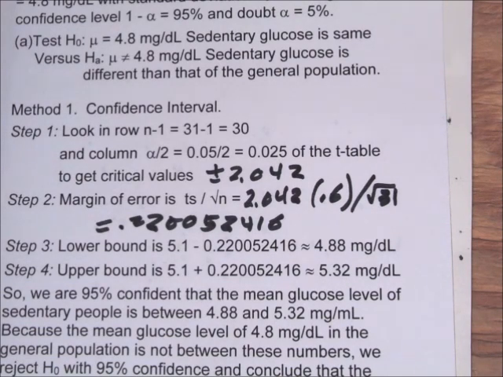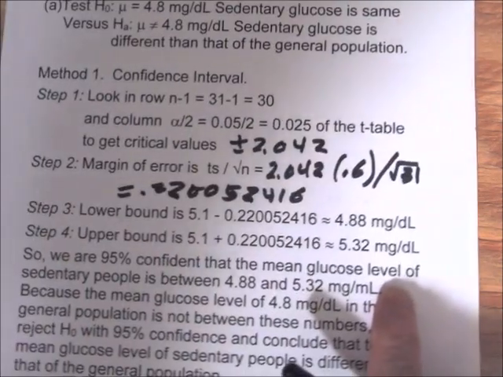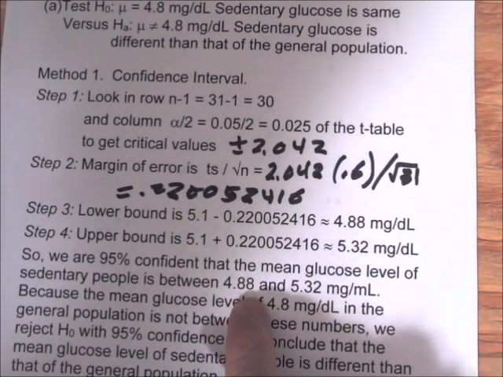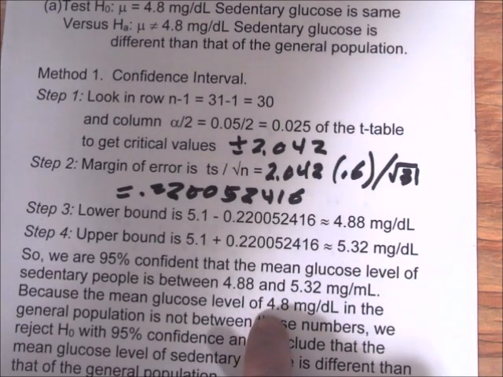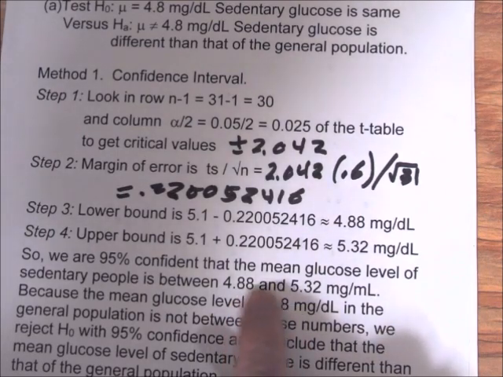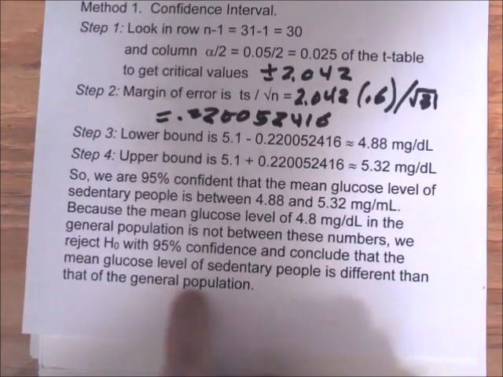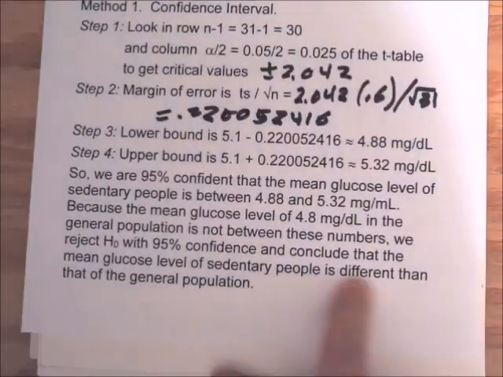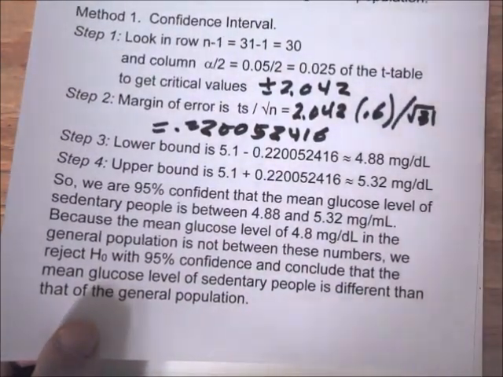So that means we're 95% confident that the mean glucose level of sedentary people is between 4.88 and 5.32 milligrams per deciliter. And because the general population mean glucose, 4.8, is not between those two numbers, that means we can reject H0 with 95% confidence and conclude that the glucose level of sedentary people is different than that of the general population. Okay, so that's the confidence interval method.